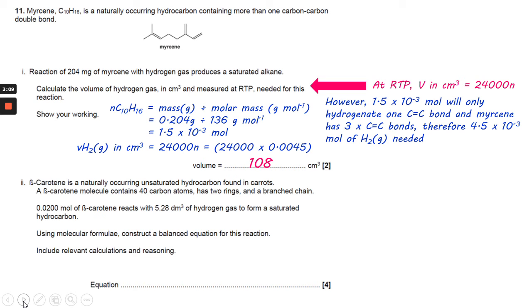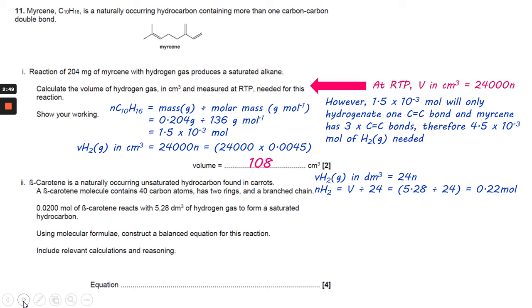The second part of the question is where it gets particularly challenging. So we've already worked out that V equals 24n. We're dealing with decimeters cubed this time, so to work out the number of moles of hydrogen needed in 5.28 decimeters cubed, that's quite straightforward. So you divide it by 24 and it gives you 0.22 moles.